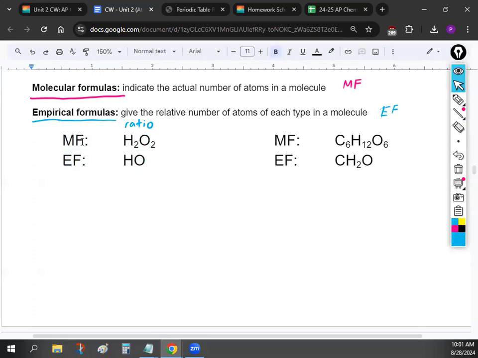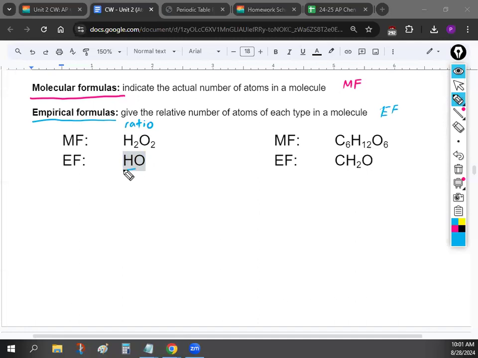So if you guys take a look, the molecular formula here is H2O2, right? So there's 2 hydrogens, 2 oxygens. But the ratio between the two is 1 to 1, right? Because there's 1 hydrogen for every oxygen, 2 for 2, 1 for 1. And that's why the empirical formula for this molecule is just going to be HO. Because if you divide the 2 by 2, you get 1, and 2 here is 1.